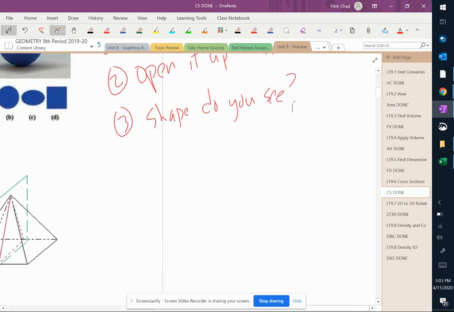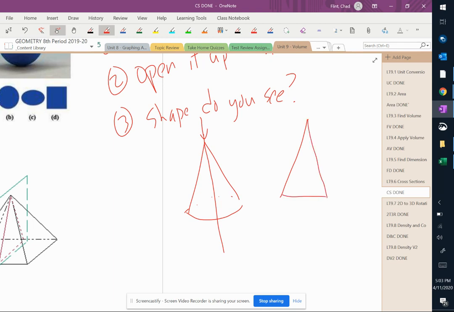Let me see if I can draw a picture of this. If you take a cone and I was to cut it directly down the middle like this, and then I was to open it up, we have to really think about this because it's just weird. You can't really draw a picture of it, but what would happen there is I would have a half of a cone. So I'd have a half circle on the bottom there. And then this shape that I should be seeing is a triangle. So if I cut a cone vertical right down the center and then opened it up, I would see a triangle.